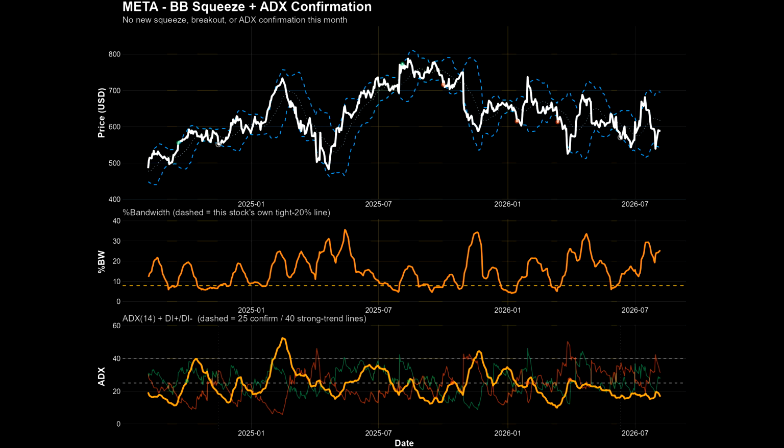The subtitle each month reports plainly whether a new squeeze, breakout, or ADX confirmation actually occurred. And just as often, it will report that none of the 3 happened, which is simply the market sitting in a normal, unremarkable state. Watching this cycle repeat across many months is the fastest way to build real pattern recognition for how rare a fully confirmed squeeze breakout actually is, compared to how often the bands alone look tempting on their own.